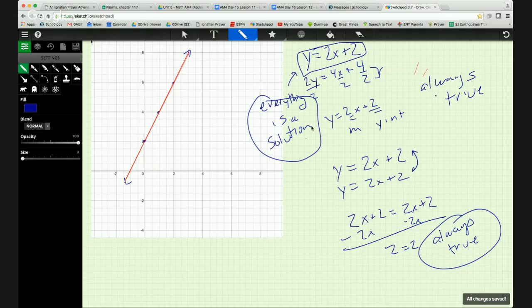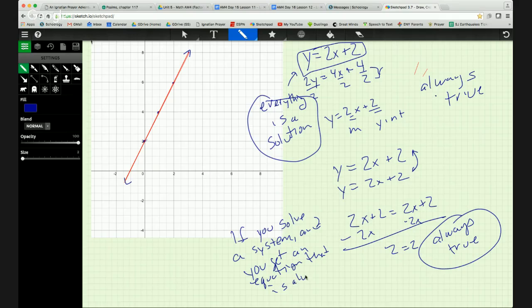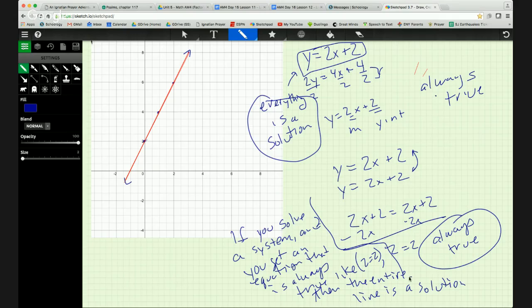Okay, so the key is, if you solve a system and you get an equation that is always true, like 2 equals 2, then the entire line is a solution. Okay, so that's the second key point.